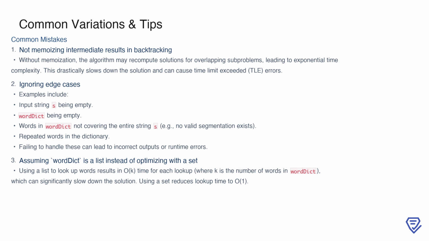Lastly, using a list instead of a set for the dictionary is another frequent oversight. Since list lookups take O(k) time, where k is the number of words in the dictionary, this can significantly slow down the algorithm. By contrast, using a set reduces the lookup time to O(1), making the solution more efficient.